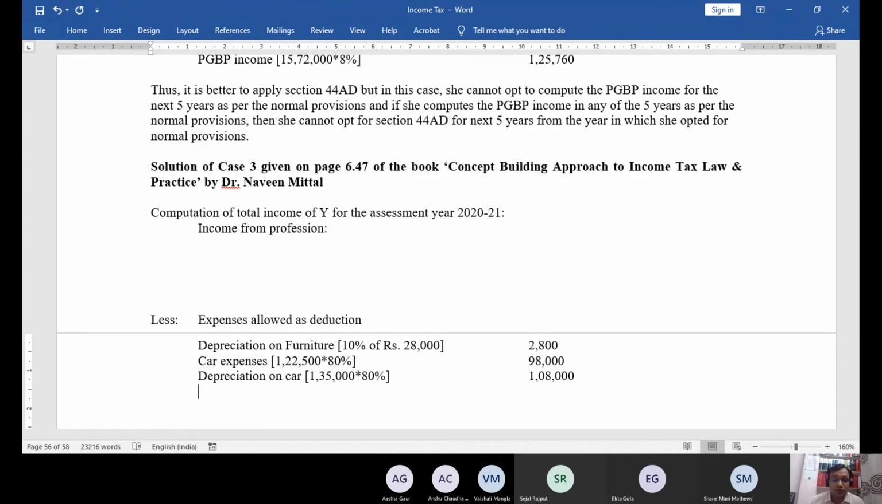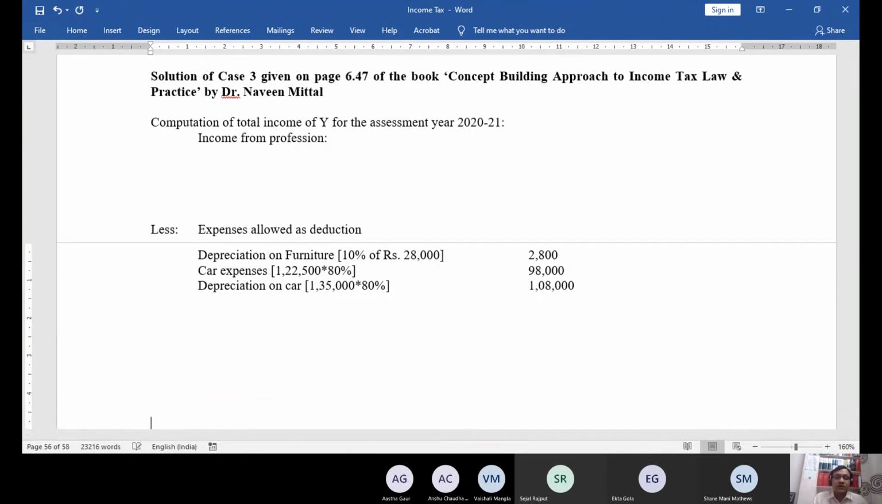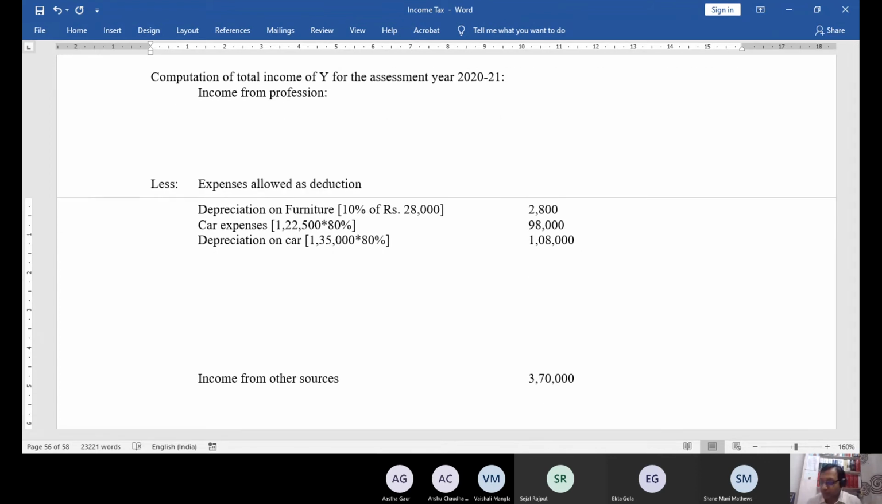Next point, income from other sources. For the timing, my job is to compute PGBP, but let me note it down somewhere that when my PGBP will be over, I will add income from other sources. How much? 3,70,000.